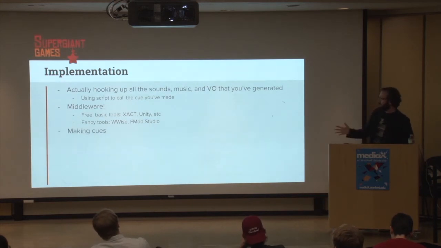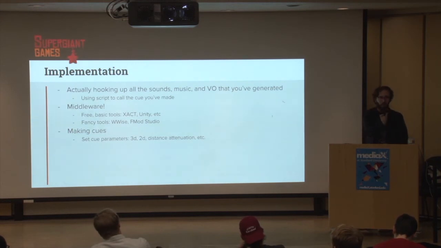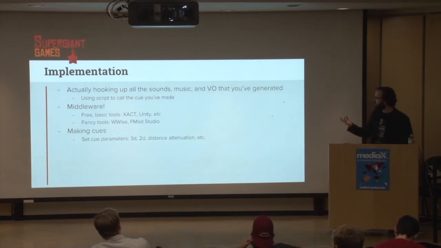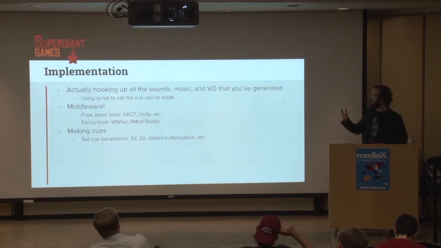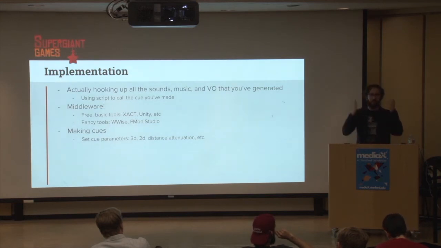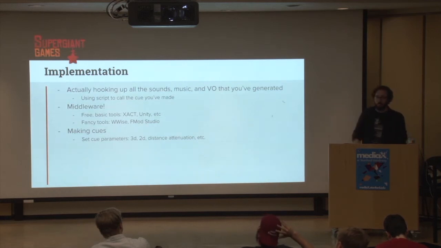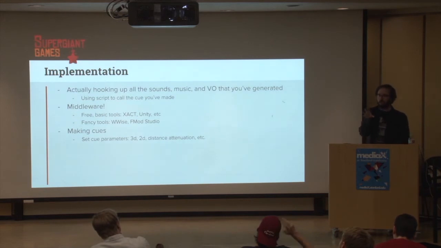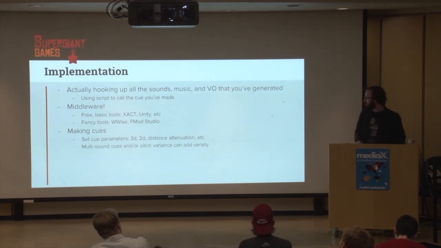So making cues. This is something that's really important. This is how you set up the actual audio files that you've generated and you stick them into cues in your middleware. And so you set cue parameters when you do this. Is it a 3D sound, meaning it plays from a particular location in the stereo field, in mono technically? Or is it 2D, playing equally from both speakers in stereo? Is it distance attenuated? Does it get quieter as you're further away from it? Things like that. That's all the stuff that you do in the middleware when you set up the cues.